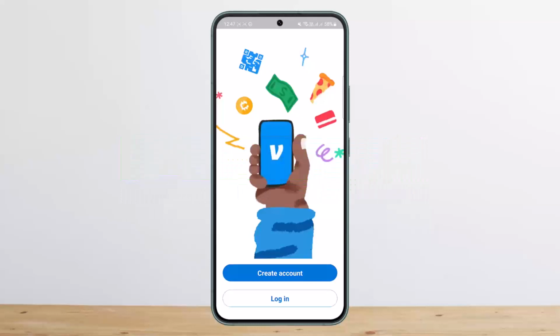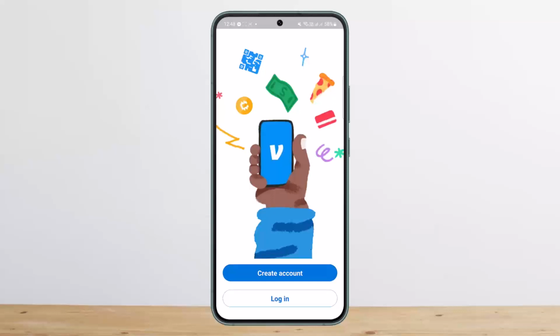Now, the first thing you'll have to know is that payments on Venmo generally can't be cancelled once they have reached the recipient's account. If you send someone a payment and the transaction is already completed, you won't be able to get it back or cancel the payment.